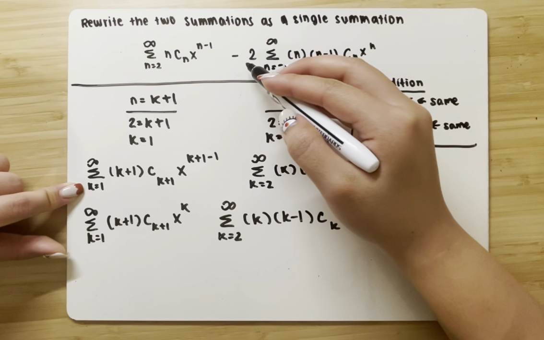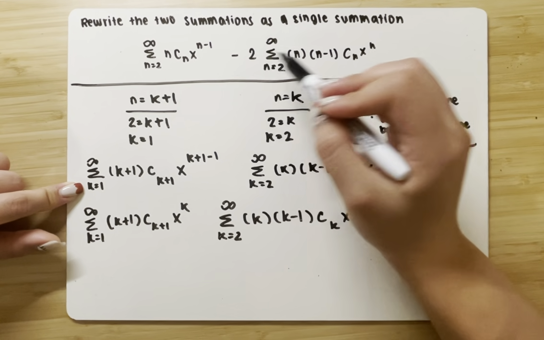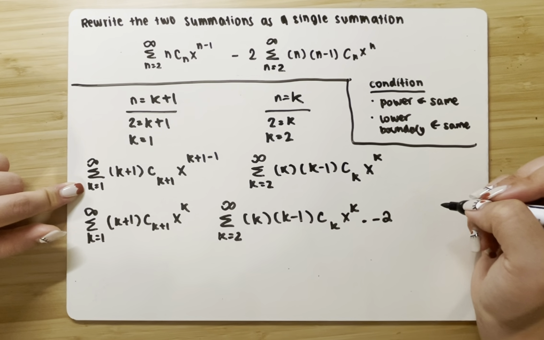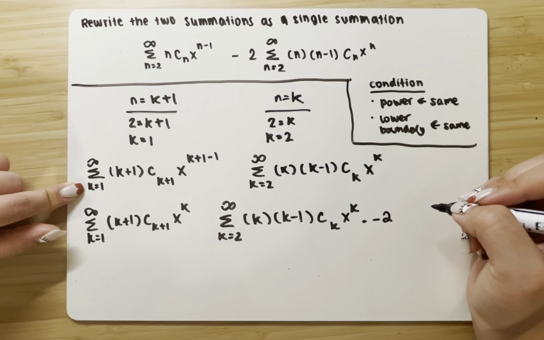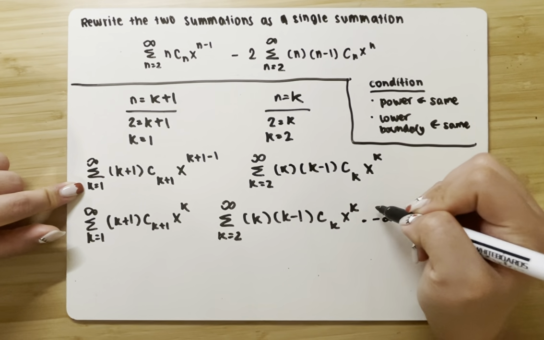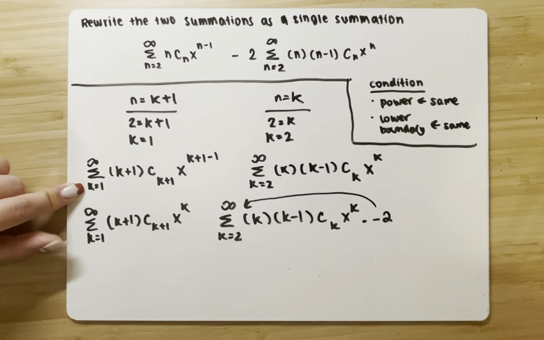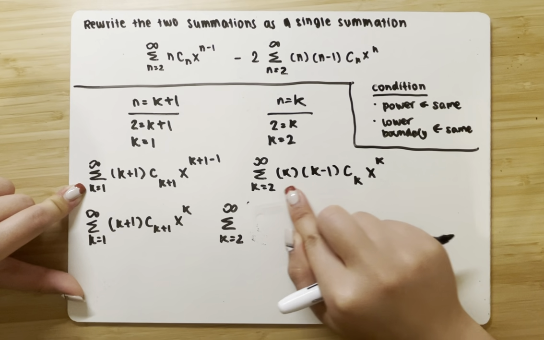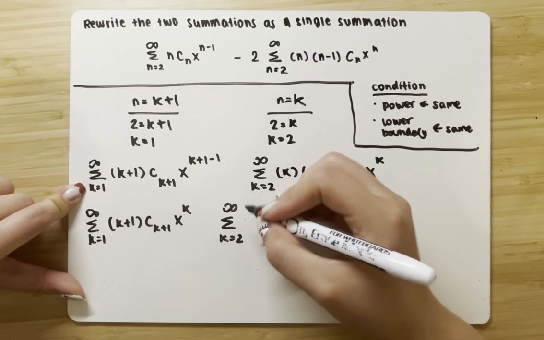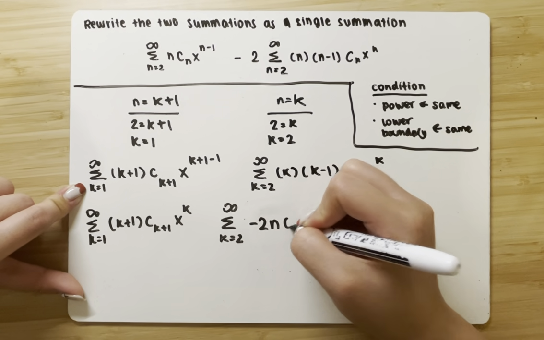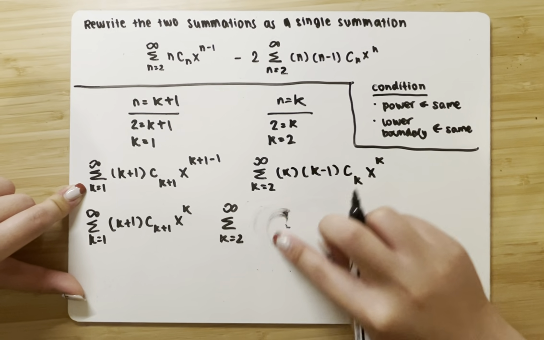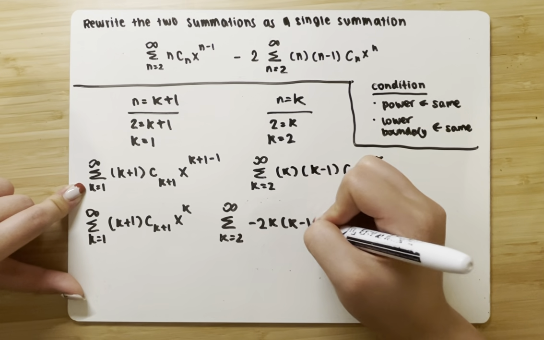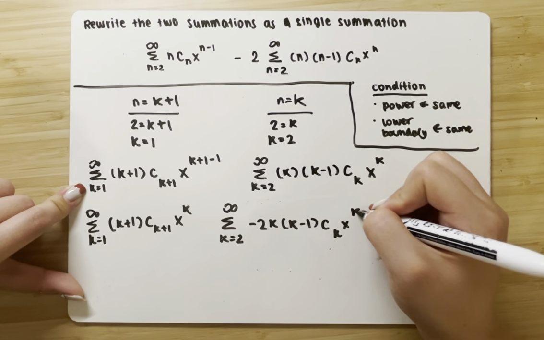However, if you look here, you see that you multiplied all this by negative 2, so you need to multiply all this by negative 2. You can also, for whoever likes it to be in the front, rewrite this as, one moment please, negative 2n, no, it will be a k because you substitute a k in. It will be negative 2k times k minus 1, c sub k, x to the k.